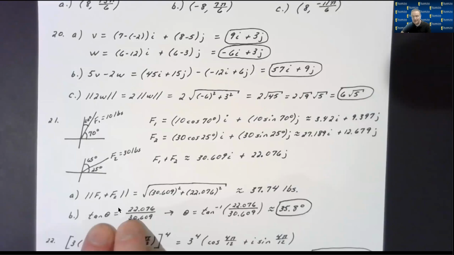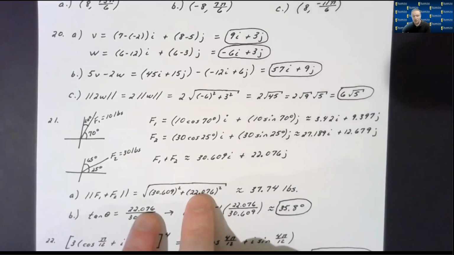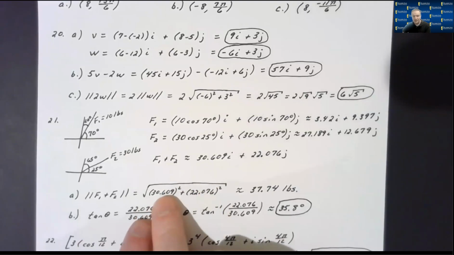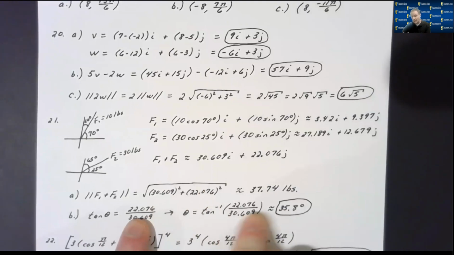All I have to do is say the tangent of theta is always equal to the vertical divided by the horizontal. So that's 22.076 divided by 30.609. Thus, my angle theta is the inverse tangent of that ratio, and I get 35.8 degrees. And now that should make sense to you.